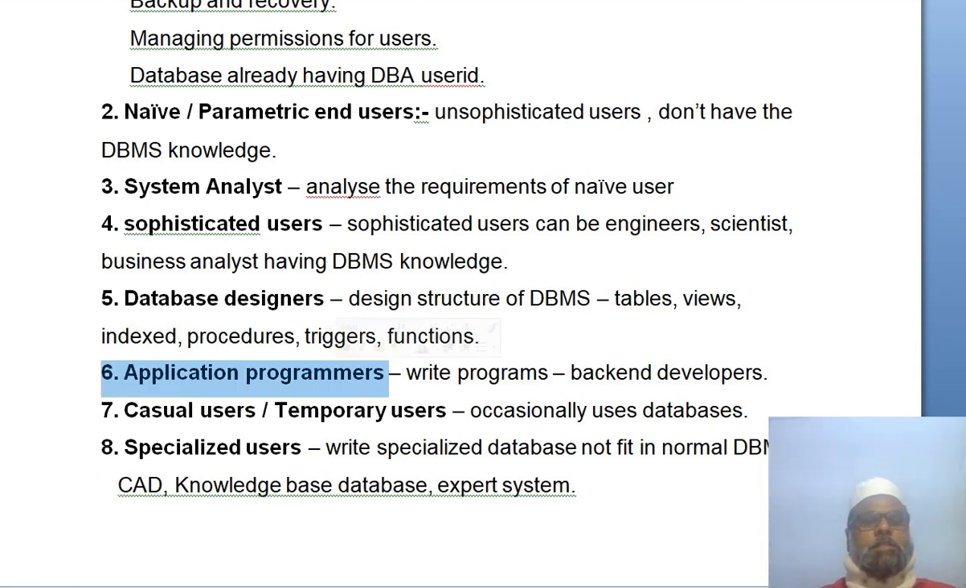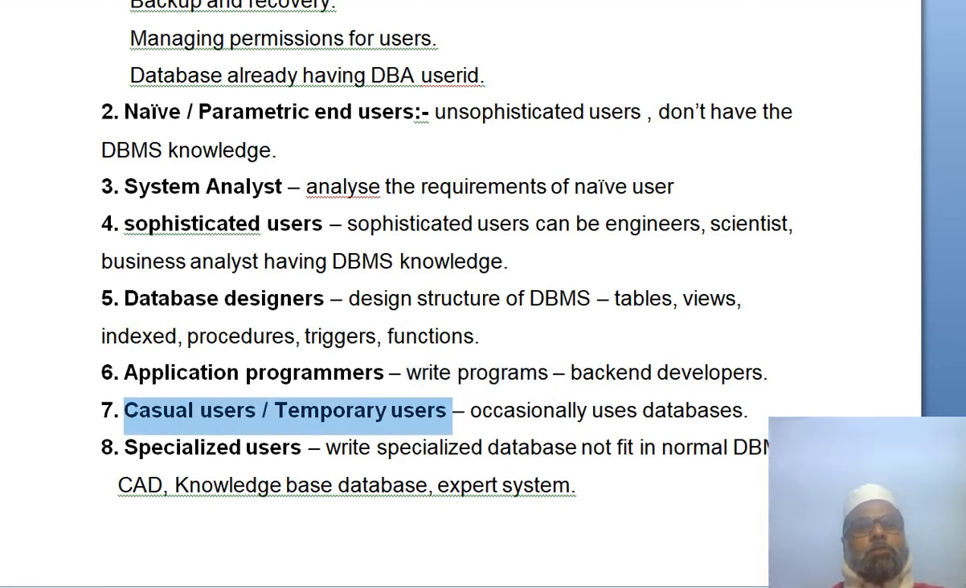Next, the sixth user is application programmers. Application programmers are programmers who develop programs on the backend side. They write and develop programs for working with the database by the end users or naive users. Backend developers are also called application programmers. Generally, application programmers develop programs by using various technologies like C, C++, .NET, Python or Java. Any backend application, the programs are developed by the application programmers.